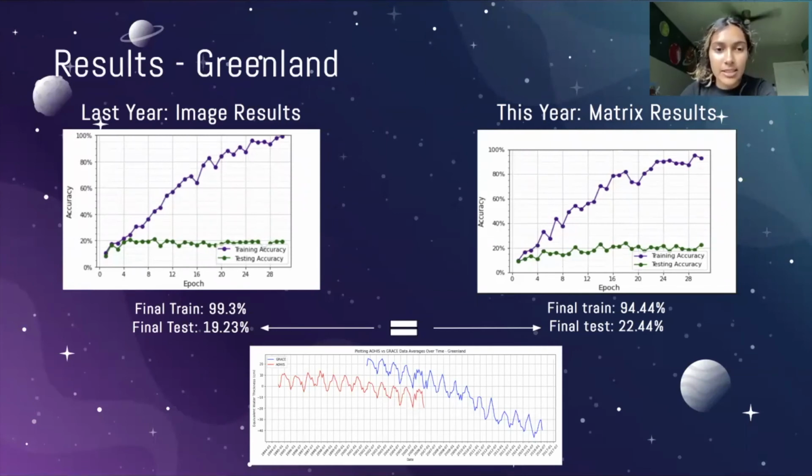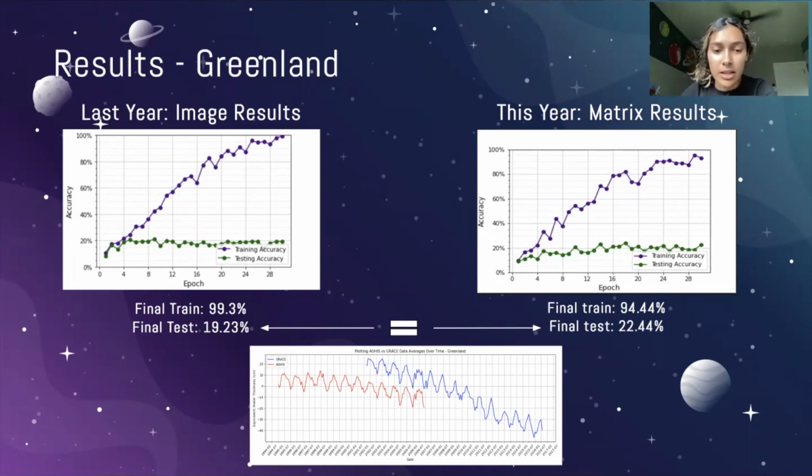So as you can see, the image results and the matrix results were pretty comparable, both having testing accuracies around 20%, which is what we averaged for all of our tests for Greenland. What is interesting to notice is that these testing accuracies are much lower than all of the other regions.